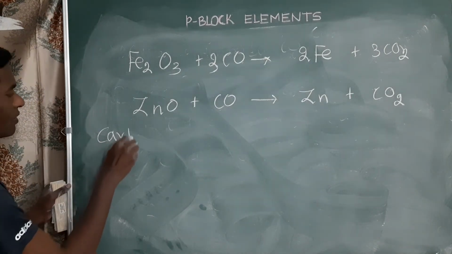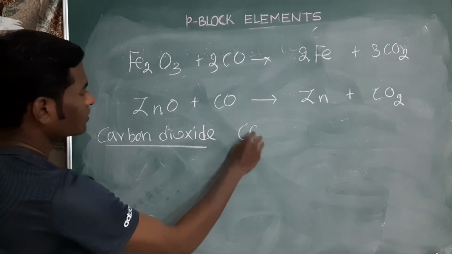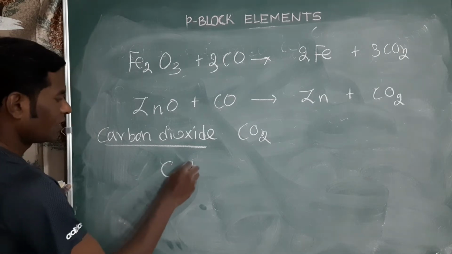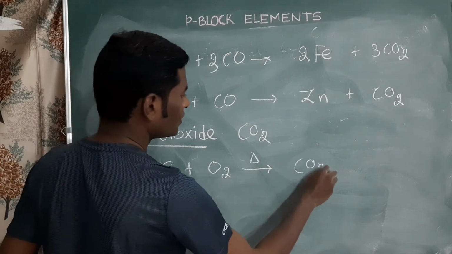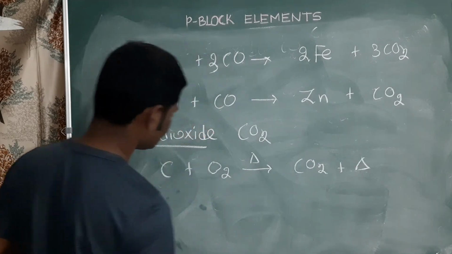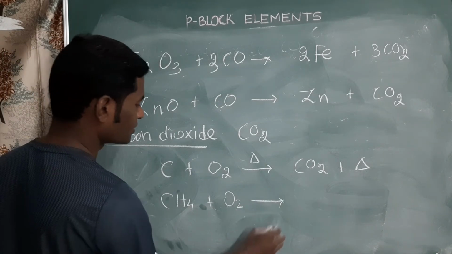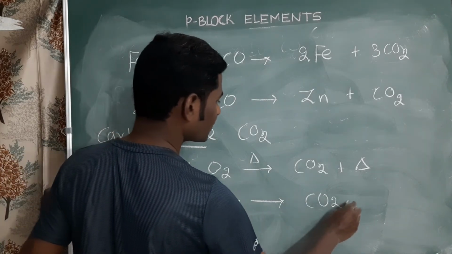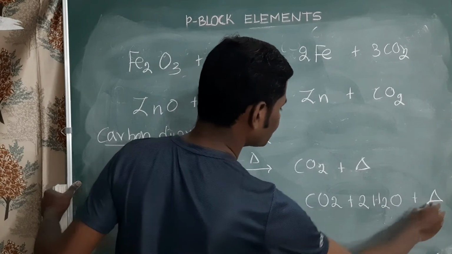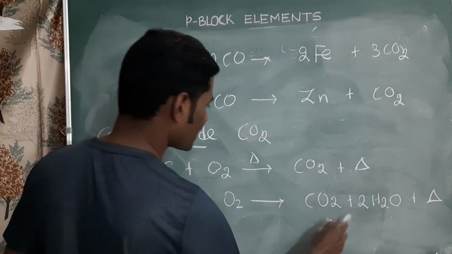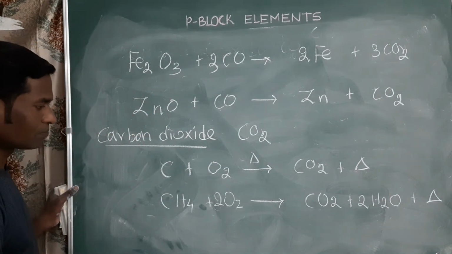Next important compound of carbon is carbon dioxide. Molecular formula of carbon dioxide, CO2. While heating coal, we can produce carbon dioxide directly. It's an exothermic reaction. Combustion reaction: when methane is ignited in the presence of air, it produces carbon dioxide, water and heat. Total number of oxygen atoms on the product side is 4, so 2O2. This reaction is called a combustion reaction.